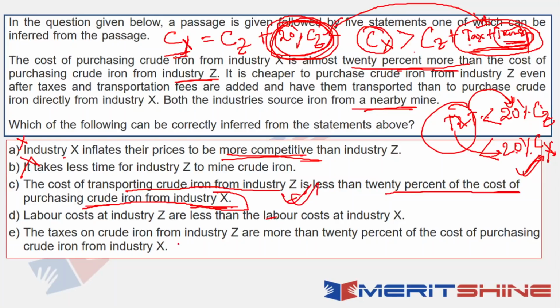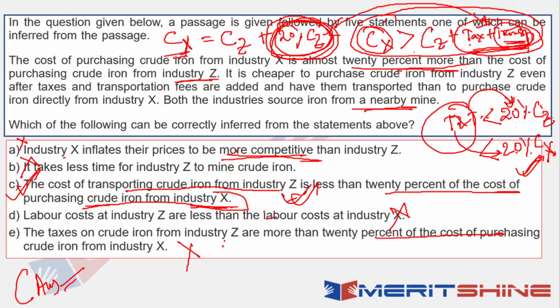I'll go through the other options, but you don't need to. Labor cost at industry Z are less than the labor cost at industry X, irrelevant, we need more data. Taxes on crude iron from industry Z are more than 20% of the cost. No, it cannot be more, because if it had been more, then this formula would not have come. Clear? So this is eliminated. So only C can be the answer. Your answer is C. Understood? Such a beautiful question.